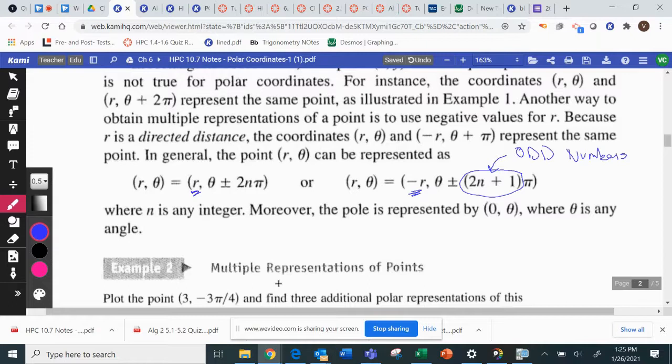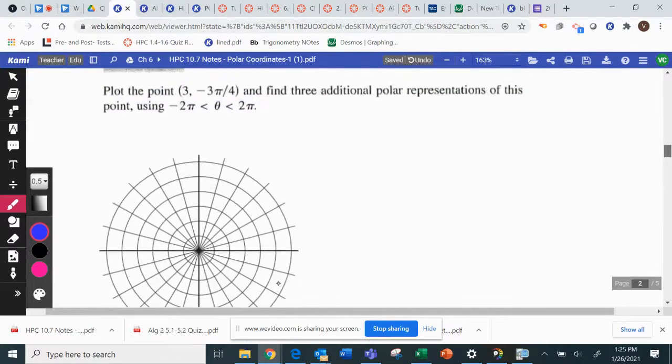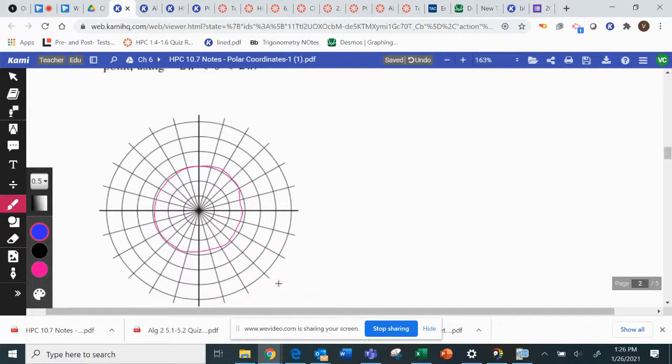It's the odd numbers. So if you weren't sure, you could plug in any number. 0 times 2 plus 1 is 1. 1 times 2 plus 1 would be 3, and so on. Okay. So you could add odd pies onto negative R, or you can add even pies onto positive R. So here's 3, negative 3 pi over 4. Let's find that on the graph. 3 is going to be the third circle. And then negative 3 pi over 4. So we're doing pi over 4s. We're going in the negative direction. And where they cross is that polar coordinate.